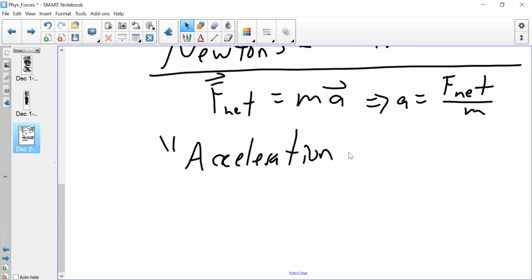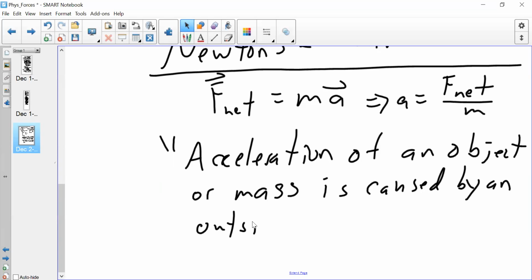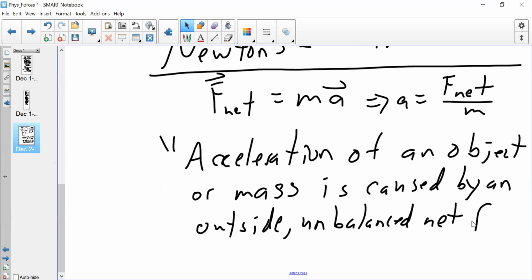the acceleration of an object, aka mass, the acceleration of an object or mass is caused by an outside unbalanced net force. That's one way to verbalize Newton's second law.